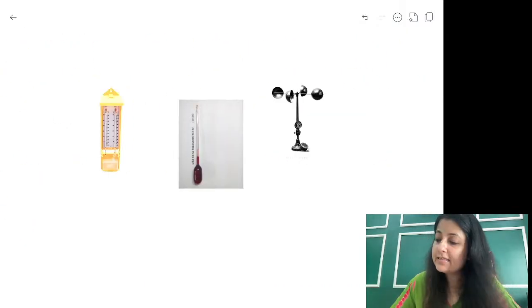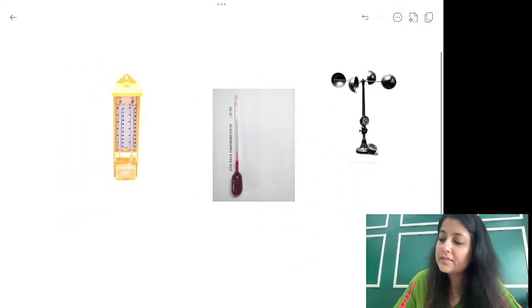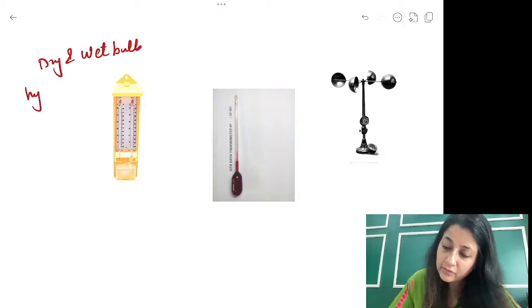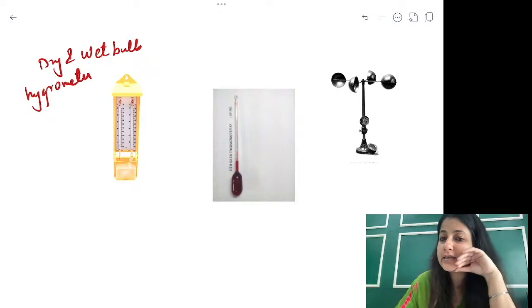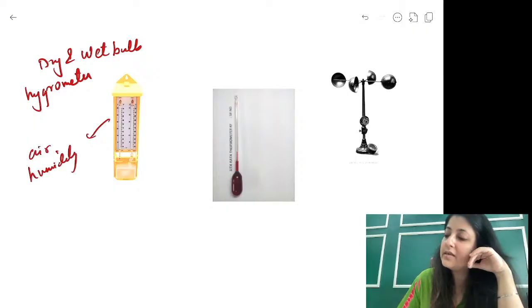What are these, guys? This one right here is one of the most commonly used equipment to measure air humidity, guys. This is dry and wet bulb hygrometer. Don't call it a thermometer, because if you say thermometer, that is air temperature. Dry and wet bulb hygrometer is for air humidity. This is very commonly used.